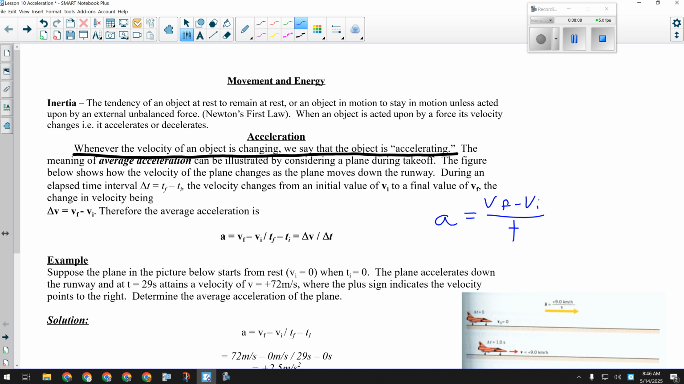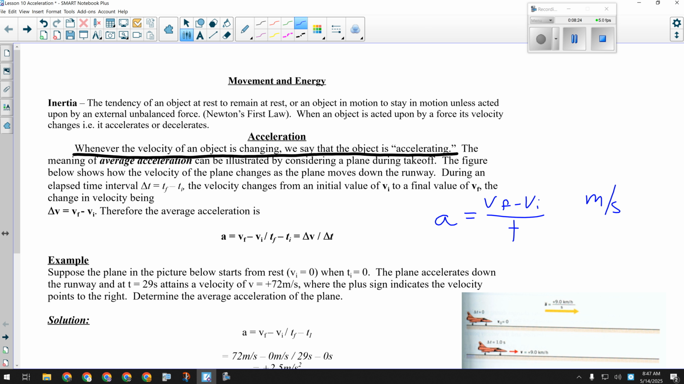Now, here's where those weird units that we've been talking about, the meters per second squared, come in. On the top here, I'm going to have meters per second minus meters per second. So on the top, my units are going to be meters per second. And I'm going to divide that by seconds. Which again tells us acceleration is the rate at which we change our velocity. How many meters per second do you go faster or slower every second? That's why it's meters per second, or we sometimes write it like this.